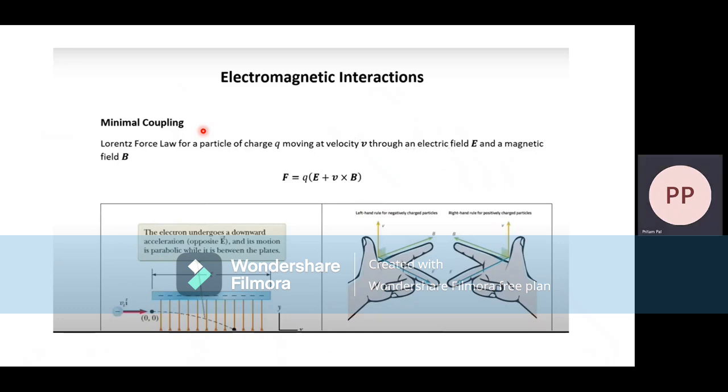We'll first start with the Lorentz force law, which I have already discussed multiple times. For a particle of charge q moving at velocity v through an electric field E and a magnetic field B, the Lorentz force is given by this equation, which is nothing but q times E plus v cross B.